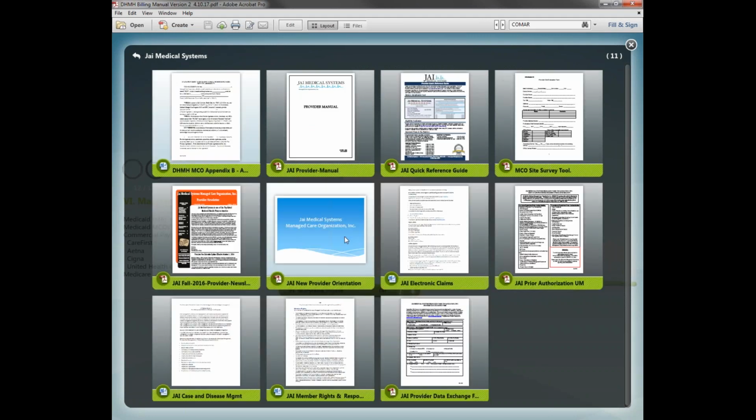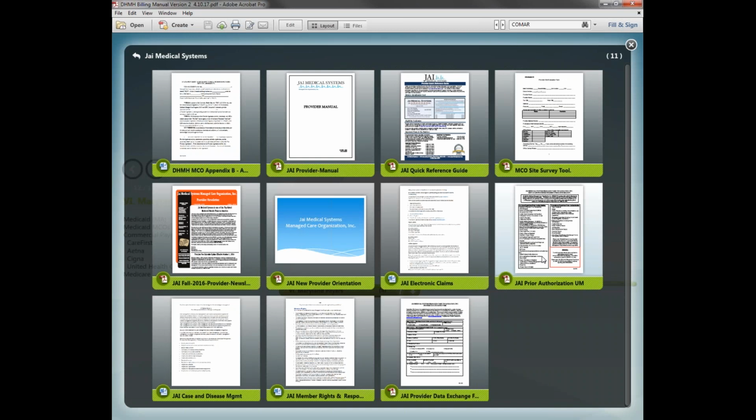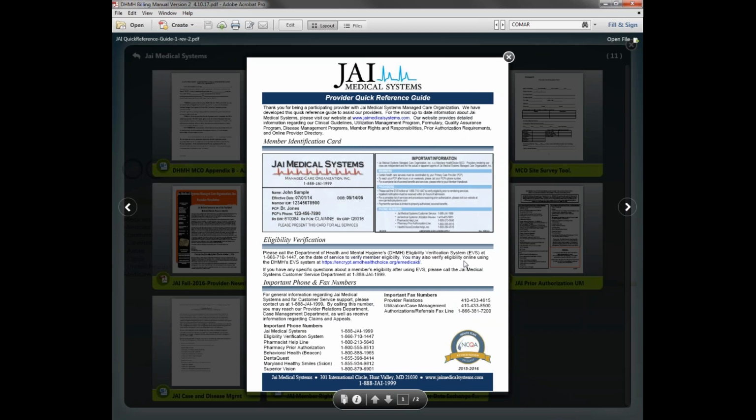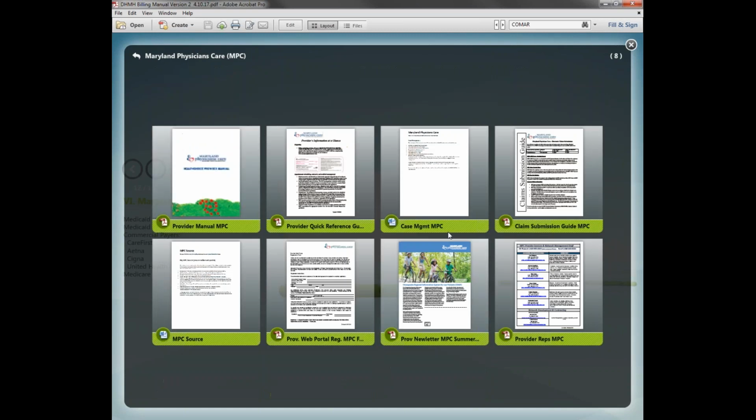We also have JAI, which is primarily located in Baltimore City, the Baltimore area. Again, this is going to have a provider manual for you, quick reference guides, prior authorization requirements. That's your quick reference guide. Data sheet, members' rights, case and disease management. Again, I'm not going to go into each one of these. You'll go into them as you need them. That's why they're a reference.